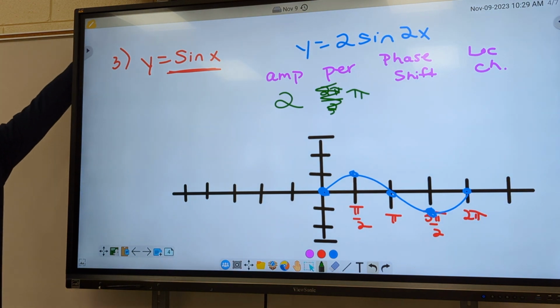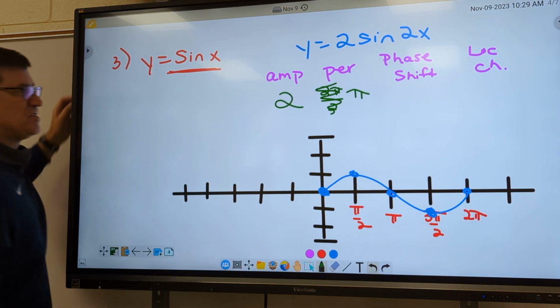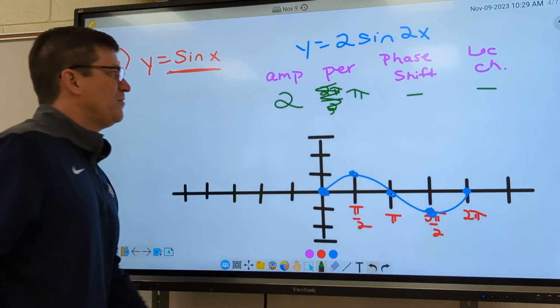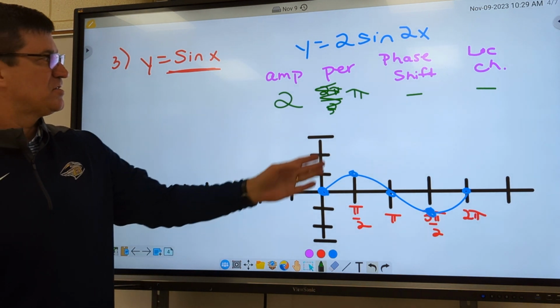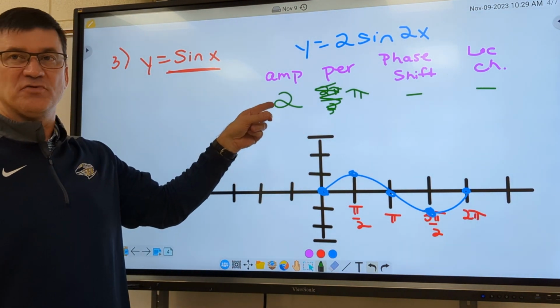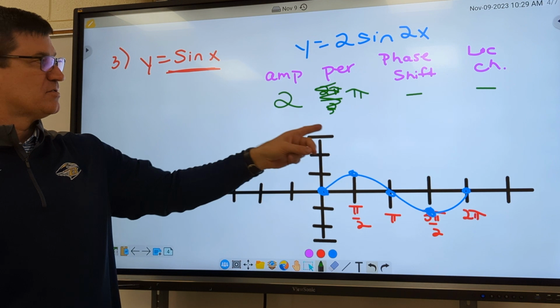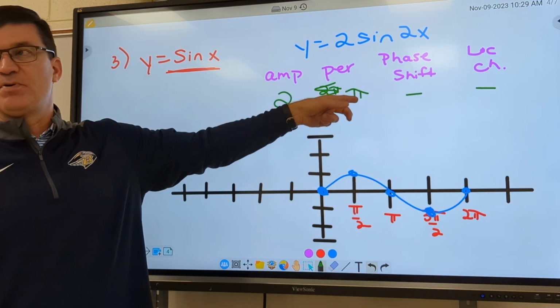I don't have a phase shift. How do I know? No parentheses. I don't have a location change. So this problem, we've got 2 changes. Samari, when you have more than one thing to change, start in the back and work your way to the front, always. So we've got to change the period first.